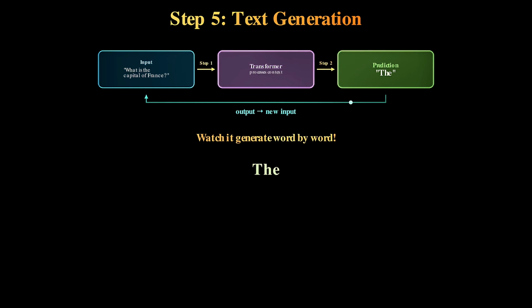Capital feeds back in, the model predicts "of", then "France", then "is", then "Paris". Each word becomes input for predicting the next one. This is called autoregressive generation.